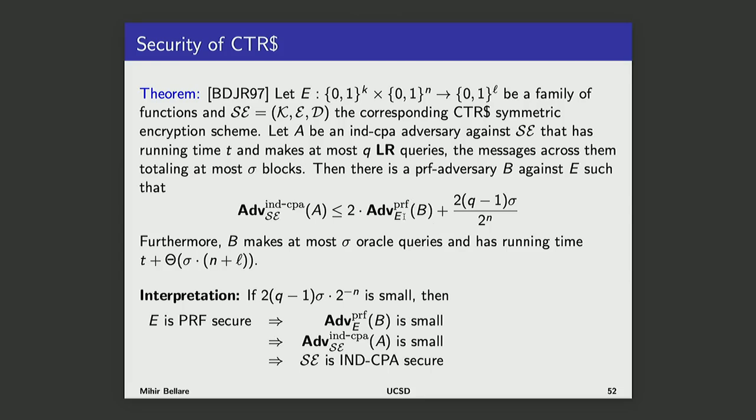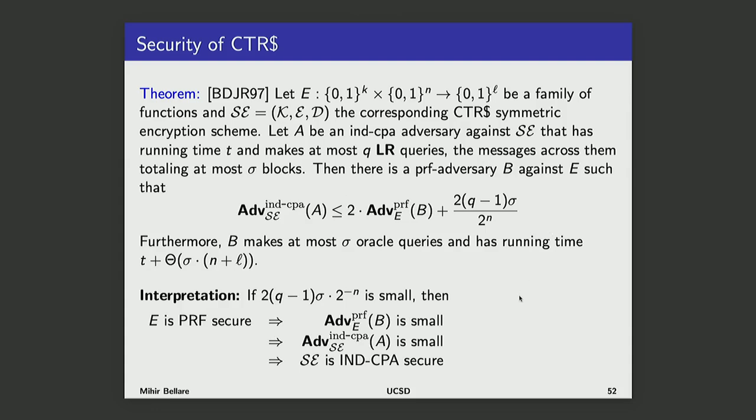An interesting element of this theorem is it's now talking about PRF security of this family of functions and effectively using that as an assumption on E to show IND-CPA security of counter mode. It shows up here as the advantage of some other adversary that the theorem constructs based on A. So the statement says, given an adversary A, I will give you back another one, B, such that this formula is true.